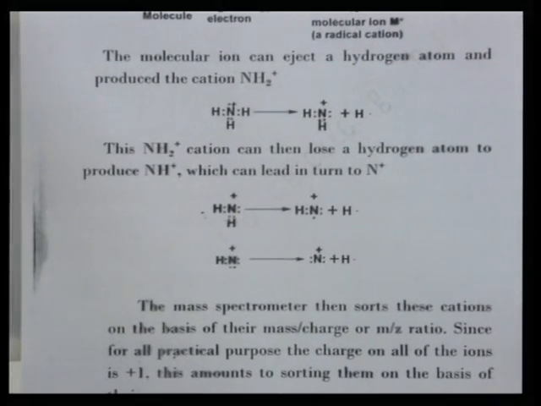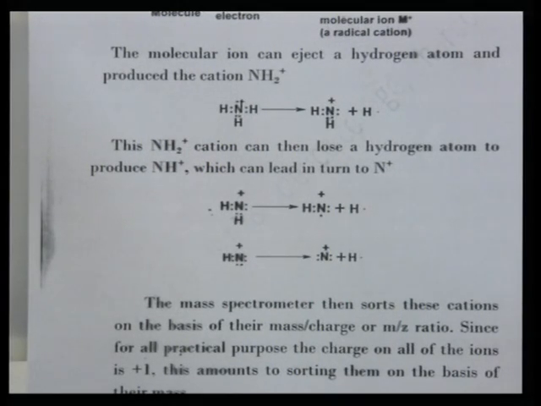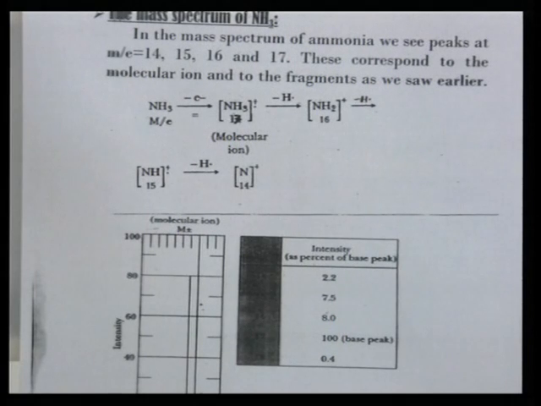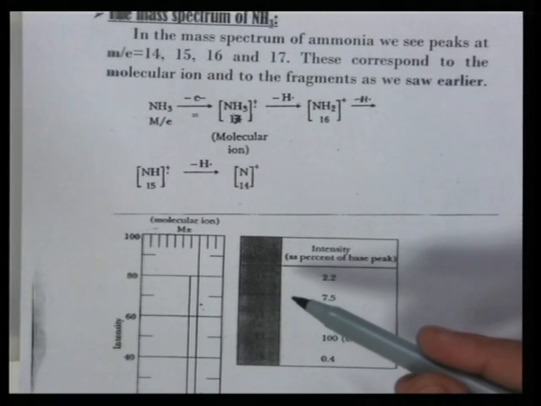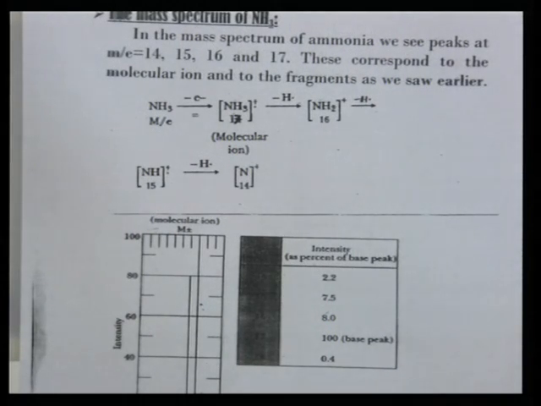Now, the mass spectrometer sorts these cations on the basis of their mass to charge ratio, or m/z ratio. Since for all practical purposes the charge on all of the ions is +1, this amounts to sorting them on the basis of their mass. Now, this is the mass spectrum of ammonia. In the mass spectrum of ammonia we see peaks at m/z 14, 15, 16, 17 and 18, which is shown in this table.